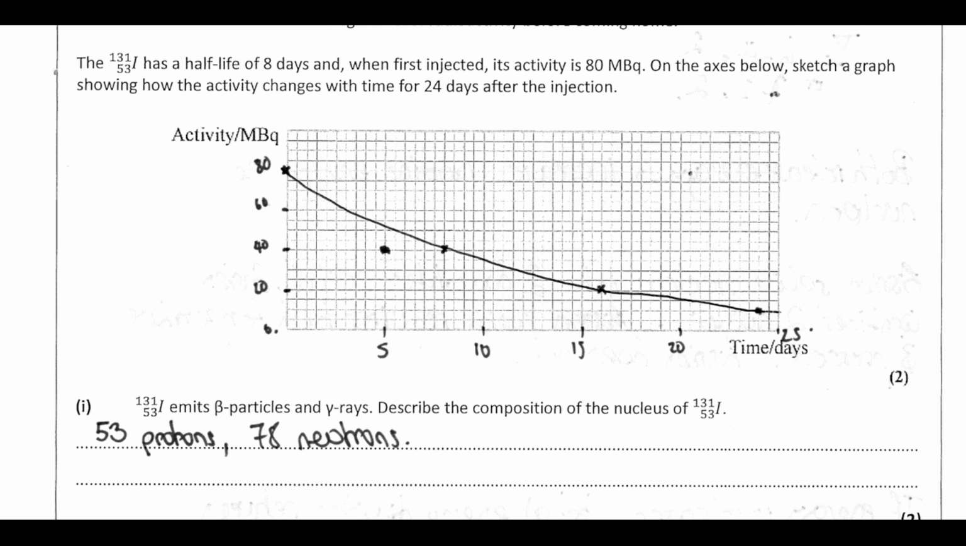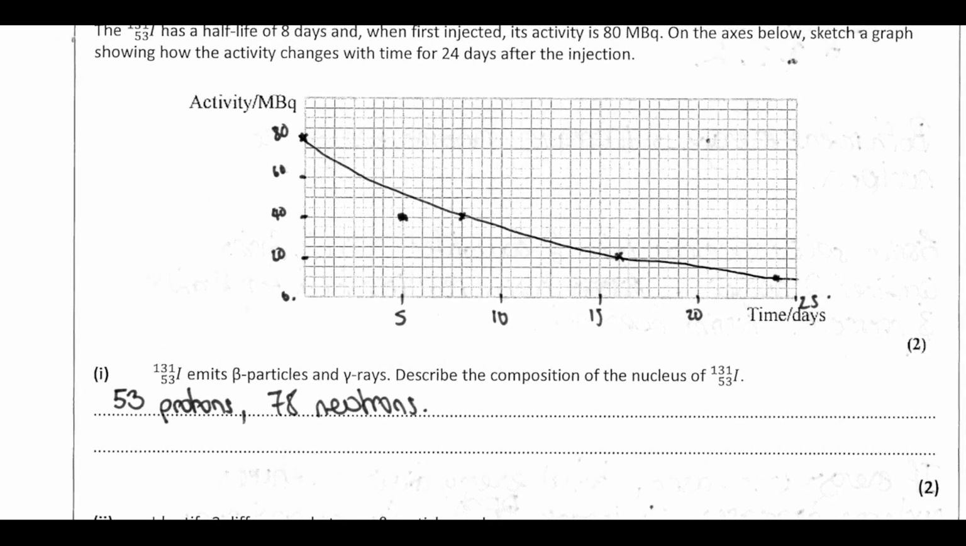And the key to showing this exponential decay is you should show after 8 days, which is over here, that activity is halved, so it's 40. After 16 days, it's 20. And after 24 days, it would be 10. So that's what your graph should be showing, and that's what you can see there. I've drawn a curve of best fit through that data.